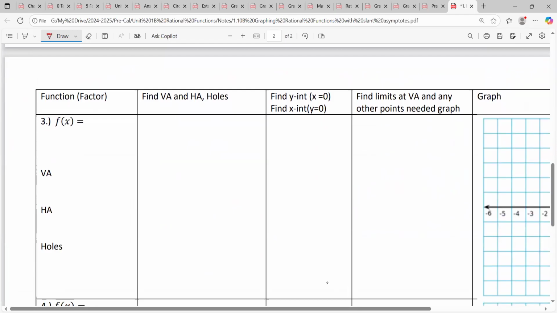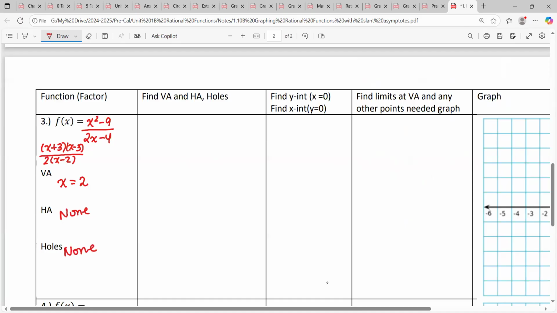This one, x squared minus 9 over 2x minus 4. Can we factor the top? What does the top factor to? And what's the bottom? x minus 2? All right, so does anything cancel out? No. So what's your vertical? 2. No horizontal and no holes.